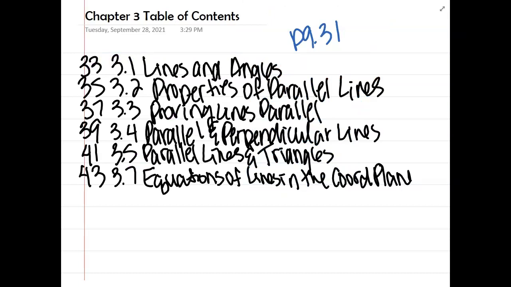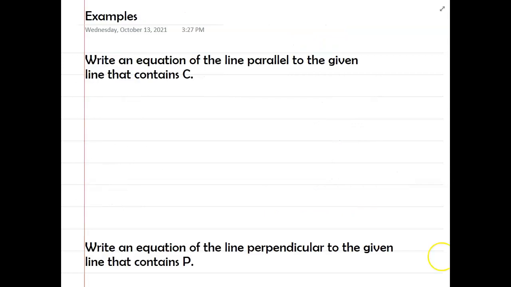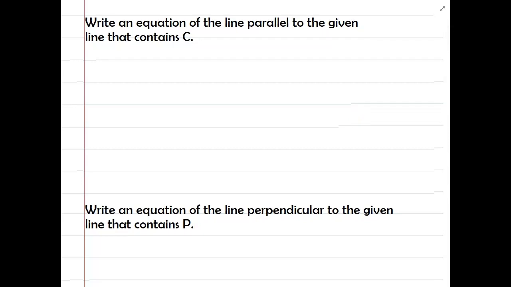This is going to go on page 45, section 3-8. Parallel and perpendicular lines. So the first couple examples, we're going to write the equation of a line parallel to the given line that contains the point that's given.